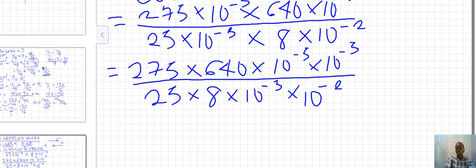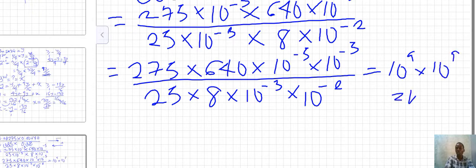Remember, in indices, when values have the same base and different powers, and a multiplication sign is holding them, you add the powers. So if we have 10 raised to power a times 10 raised to power b, it is going to be 10 raised to power a plus b. So we're going to use this concept in finding the solution to this.